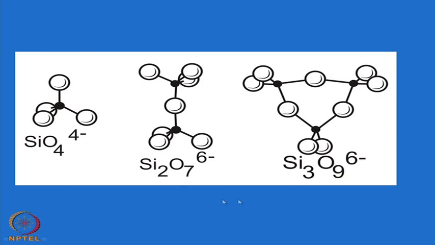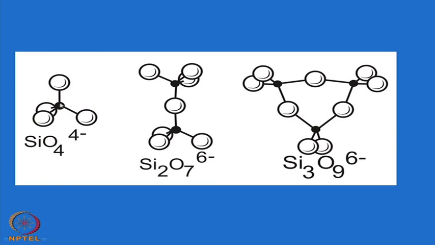Well, now I come back once again for the discussion on the silicate structure. It is one of the most exciting and very interesting subjects so far as the structural features are concerned. This I discussed last time. The basic unit of any silicate structure or silica is SiO4.